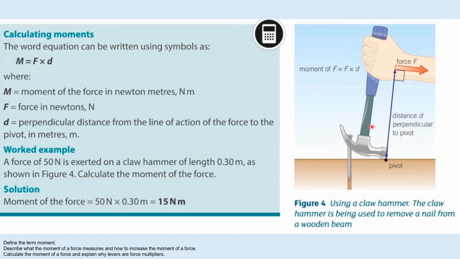For a worked example, we're going to use this one here. A force of 50 newtons, so that would be there from the hand, is exerted on a claw hammer, this hammer, of a length of 0.30 meters, which is shown in figure 4. Calculate the moment of the force. You do the moment of the force equals 50 newtons times 0.30 meters equals 15 Newton meters. And you should have figured that out in the previous question as well, the question I just gave you.